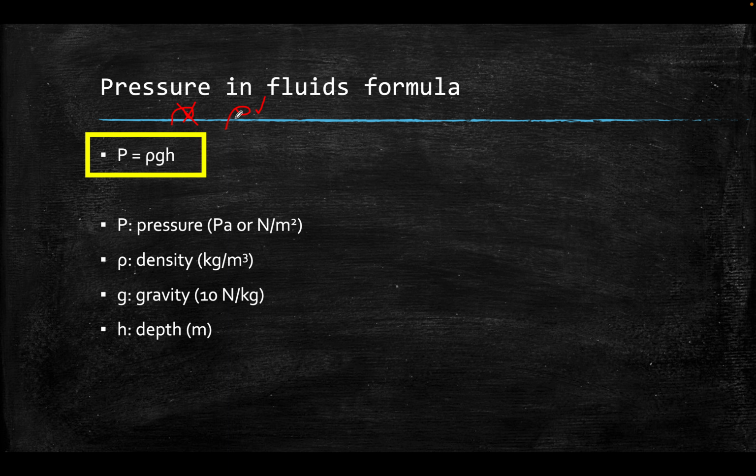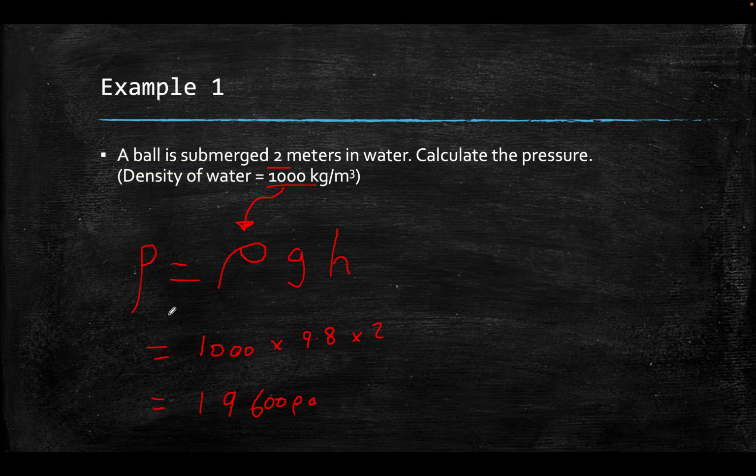That's a good one here. Lazy P, rho, GH. Pressure, density, gravity, depth. That's how you can find the pressure in a liquid.